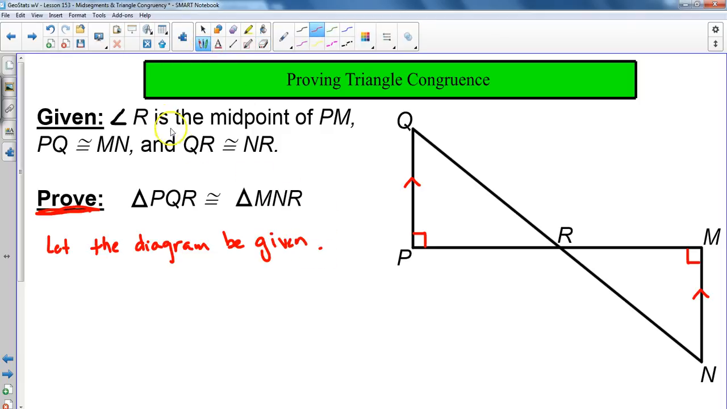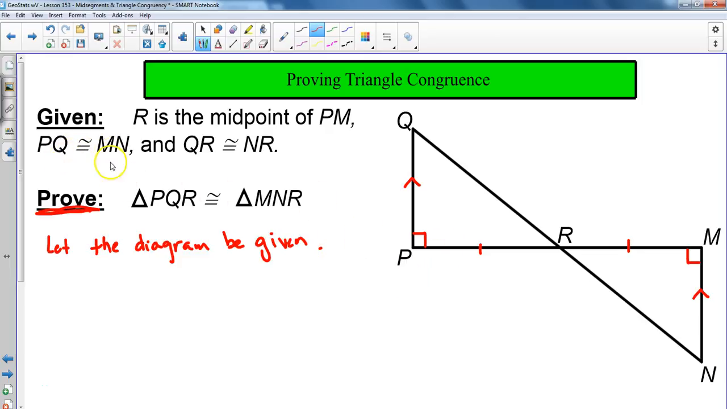And on that diagram, we're going to use the information that we're given up here to label. So first things first, that shouldn't be angle R, that's just R. R is the midpoint of PM, okay? So R right here, this intersection, is the midpoint of PM, which means that it chops it in half. And so I have two congruent pieces. I want to make sure that I label those two congruent pieces there.